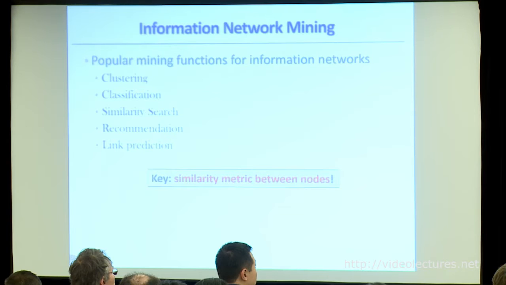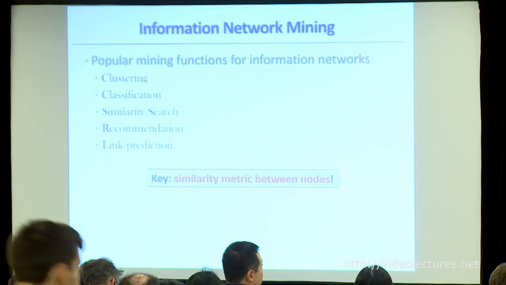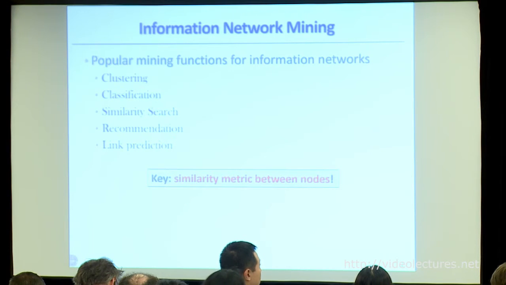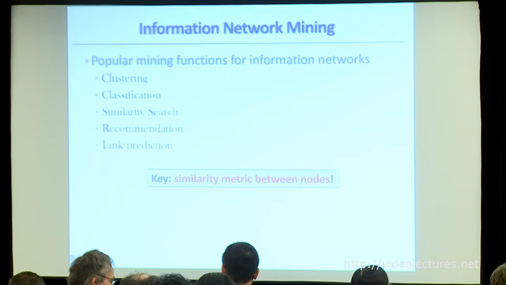We want to do similarity search. For example, we want to find which movie is the most similar to a given movie according to the link information. We want to do recommendation. For example, try to recommend a movie to a user. We want to do link prediction. For example, we want to predict whether a chemical compound is going to bind with some protein structure, right? So we can do a lot of things by looking at information networks.